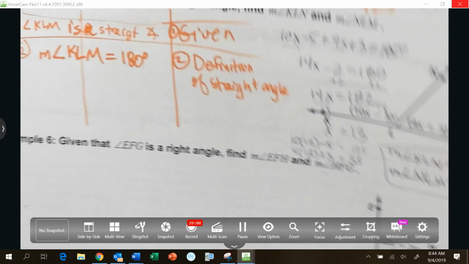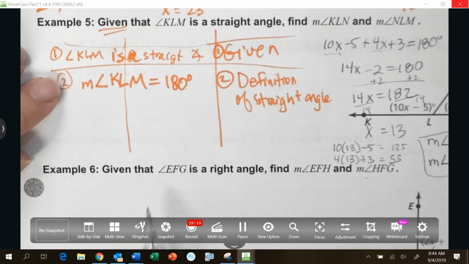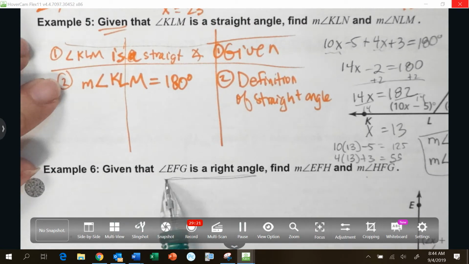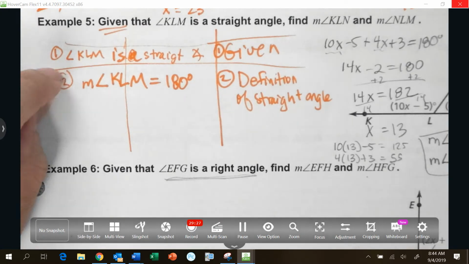Okay, last one. Why don't you guys go ahead and start this one. You can go ahead and find the answer, but I am going to ask you about what is given and what you can deduce from that information. I'm going to ask you that, so think about that too, kind of what we did for example 5, but you can go ahead and solve it.